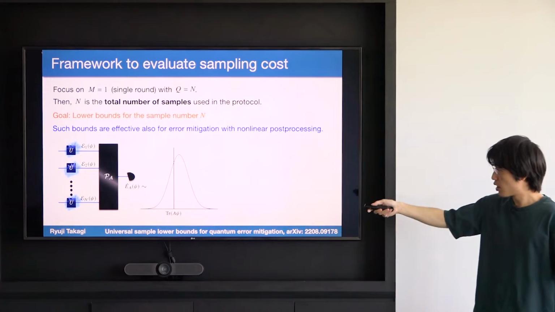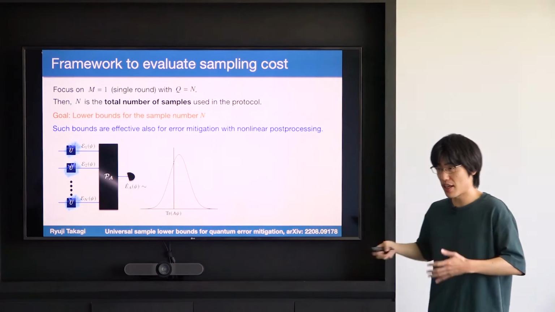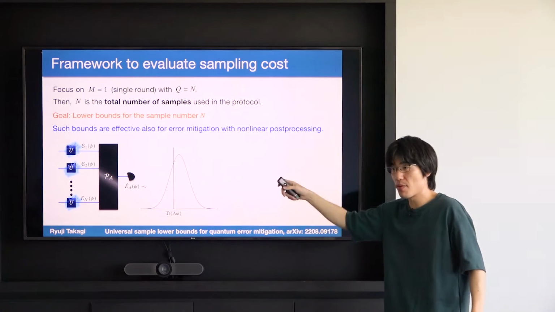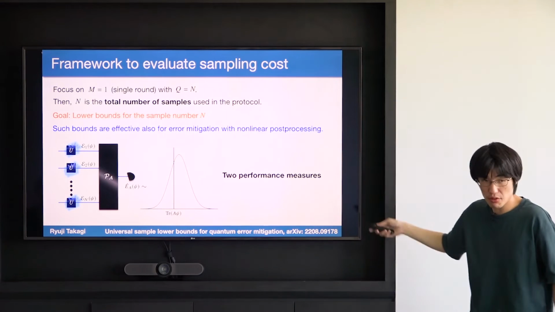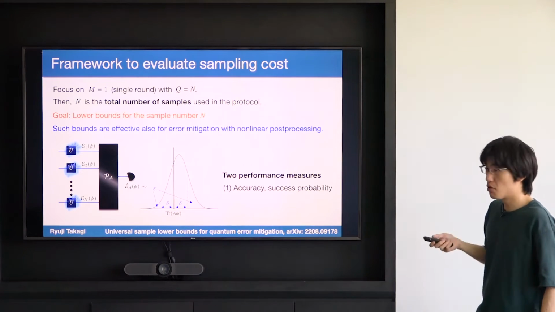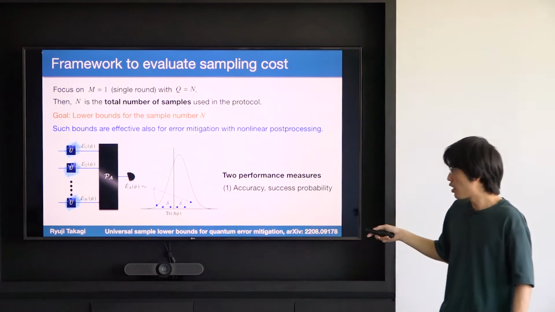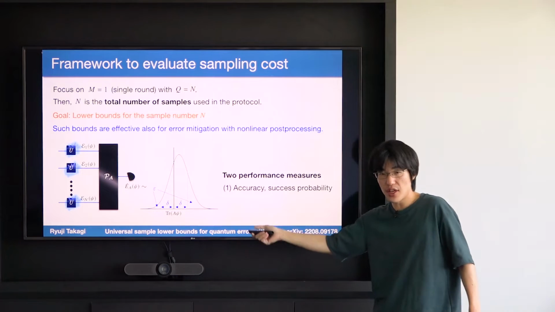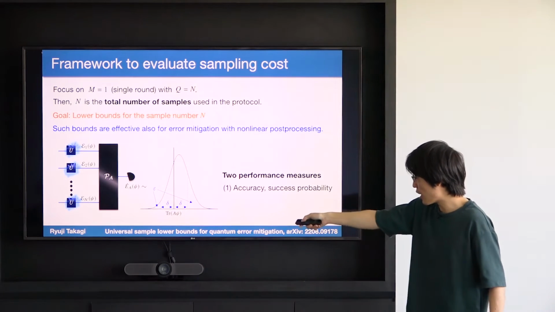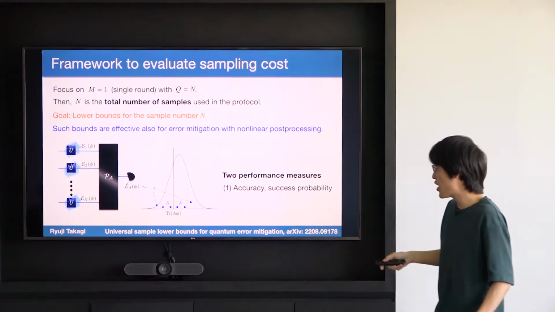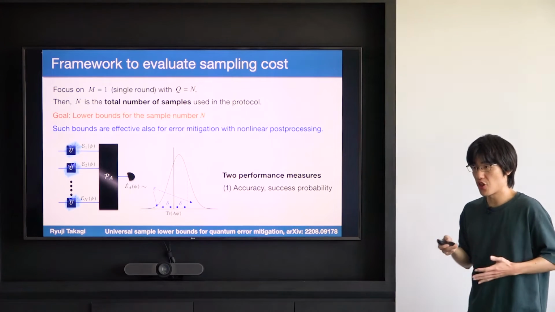So, since we declare that this is the end of the experiment, we just don't repeat anything. But this itself is a random variable, so you have some underlying distribution like that. And using this underlying distribution, we can discuss 2 performance measures. The first one is accuracy and success probability. So accuracy delta is the deviation from the true expectation value, and how much the probability you can achieve such an accuracy.